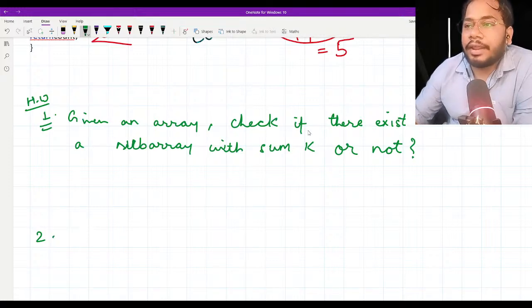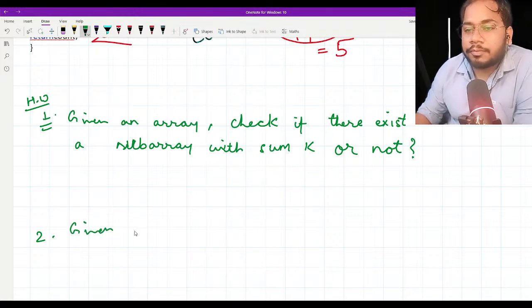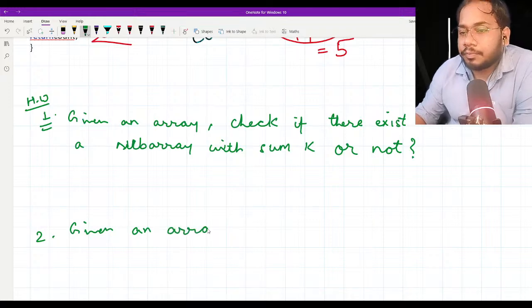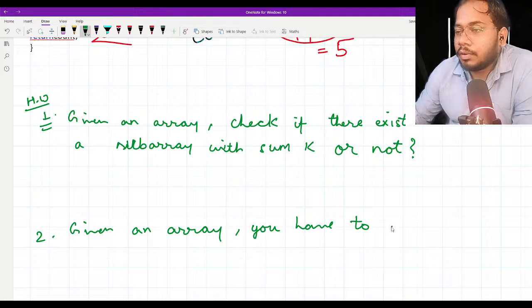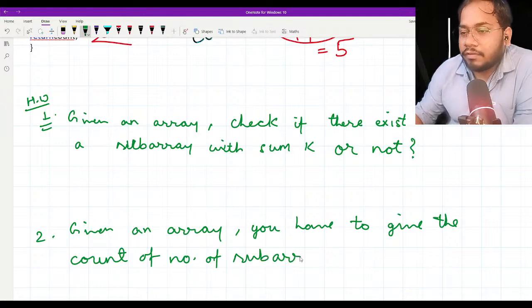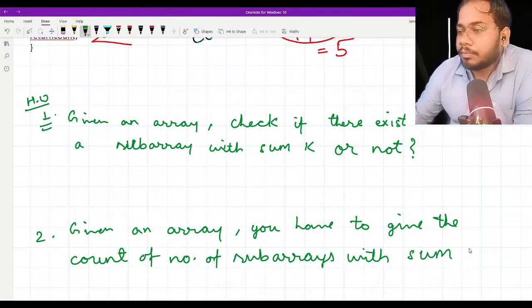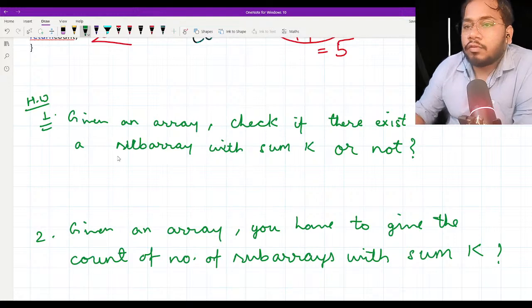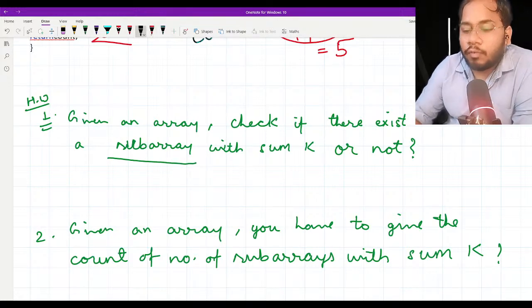Same question: given an array, you have to give the count of number of subarrays with some k. Okay, so I think you guys must be knowing what is a subarray.